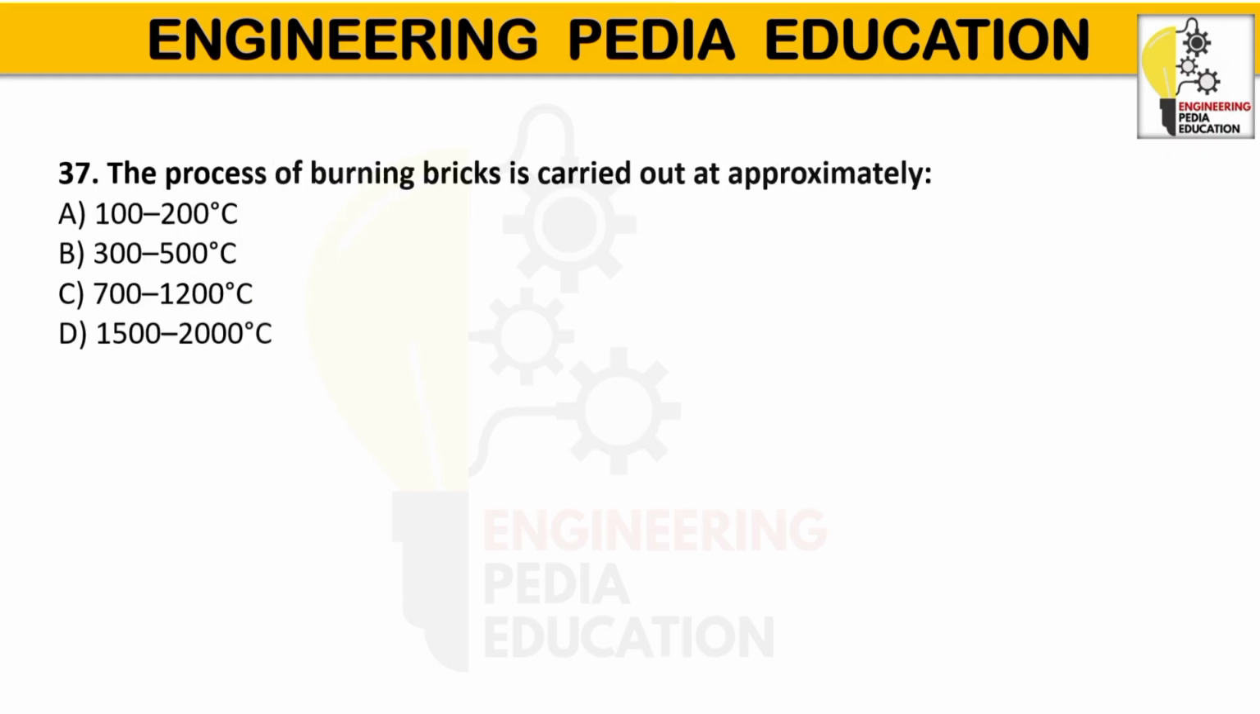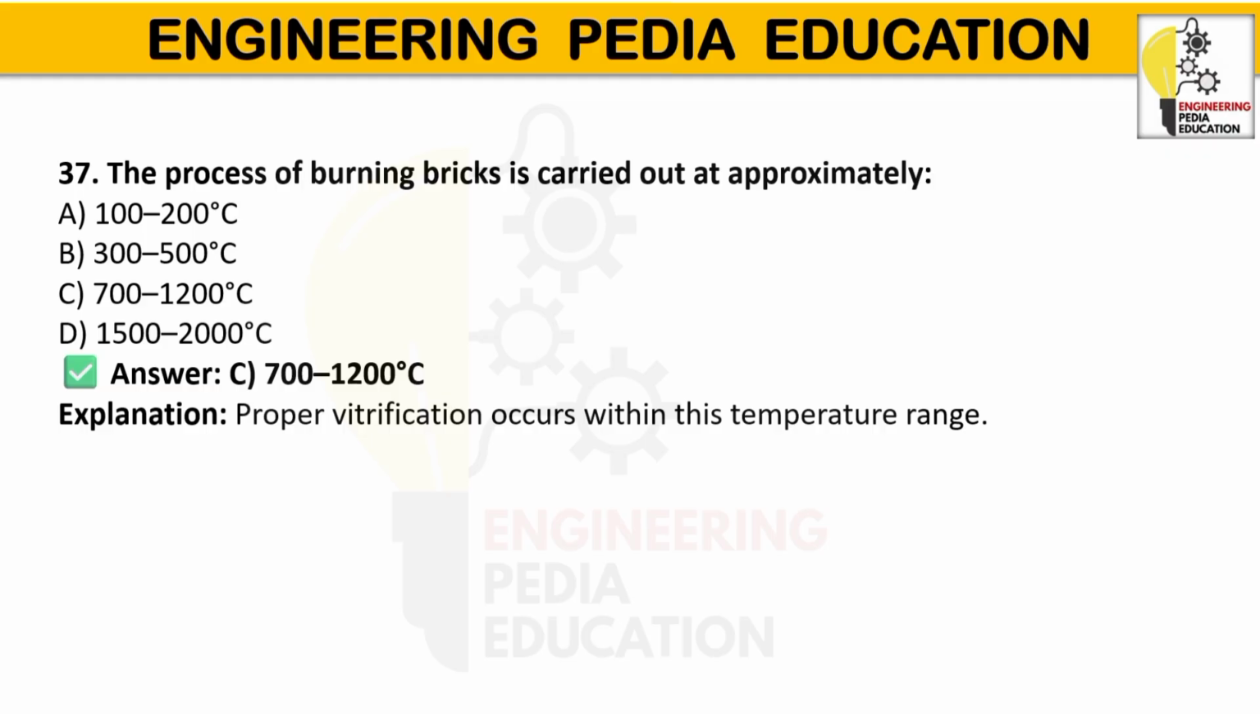The process of burning brick is carried out at approximately: 100 to 200, 300 to 500, 700 to 1200, or 500 to 2000. The correct option is 700 to 1200. Proper vitrification occurs within this temperature range, 700 to 1200 degrees Celsius. The correct option for this question is C.